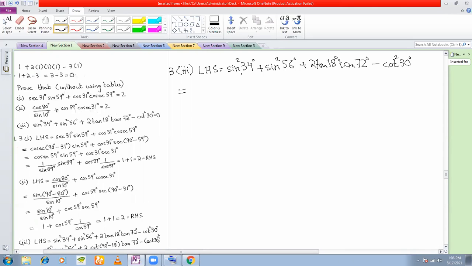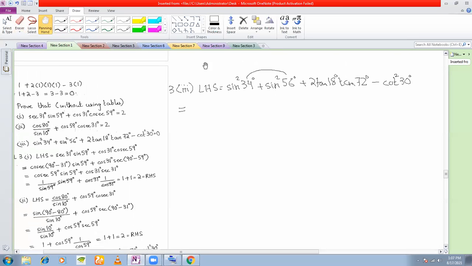Okay, now you see there's a sum of two sine squares, right? So if I change one of the sines to cos, I'll get a sine square plus cos square. Also, very interestingly, you see that these two angles also add up to 90 degree, right? 56 plus 34 is 90. So therefore, we can change either one of them to cos. But before I change either one of them to cos, I'm just going to write sine square 34 as sine 34 degrees whole square. This is just for your understanding. You can do it directly. Okay.